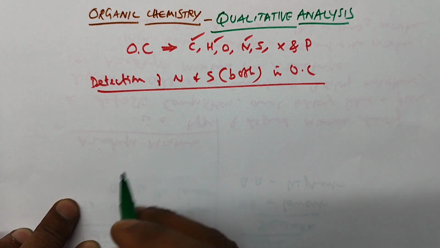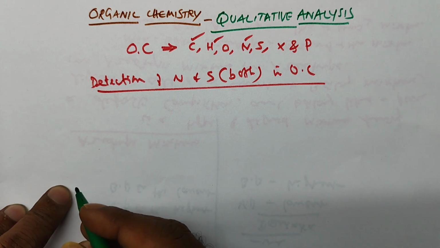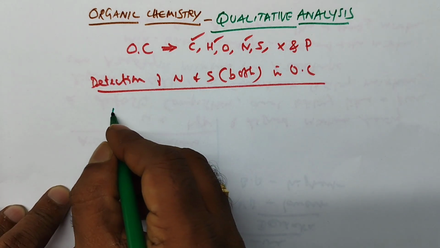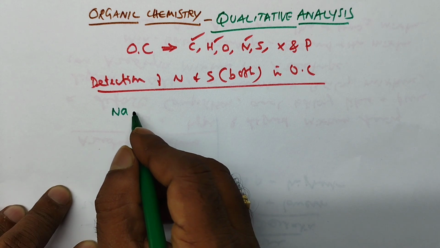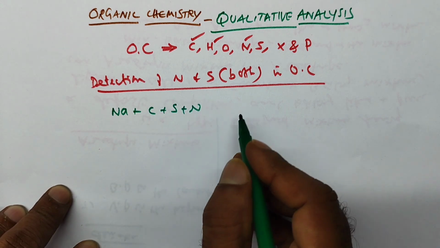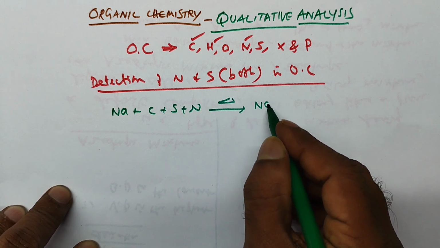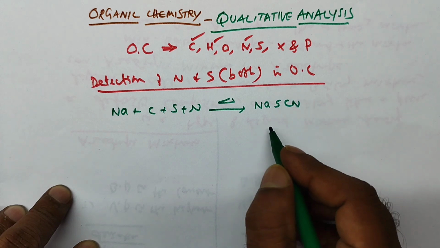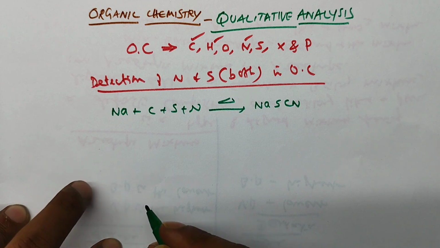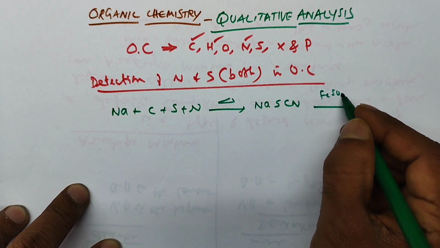Now we are going to detect nitrogen and sulfur present together in the organic compound. For that we take a few ml of Lassaigne's extract. In that Lassaigne's extract, sodium is present, and carbon, sulfur and nitrogen are present together, so it forms sodium thiocyanate. This is called sodium thiocyanate. To that sodium thiocyanate we are adding ferrous sulfate.